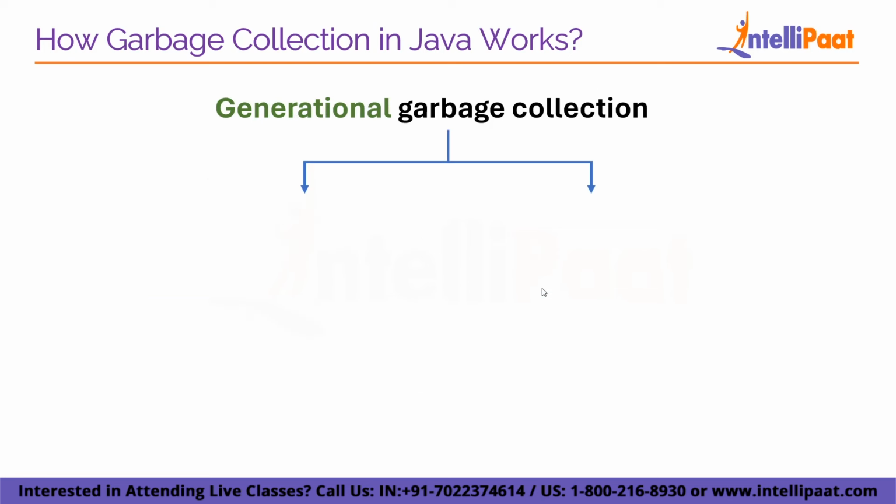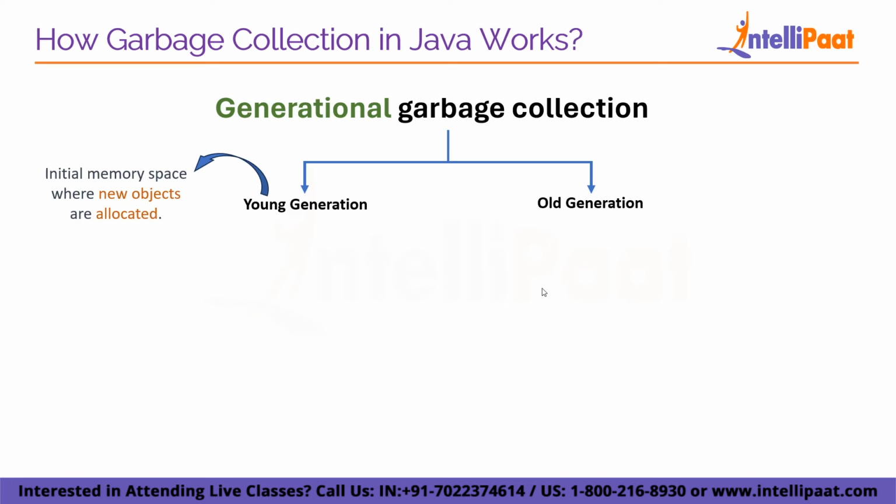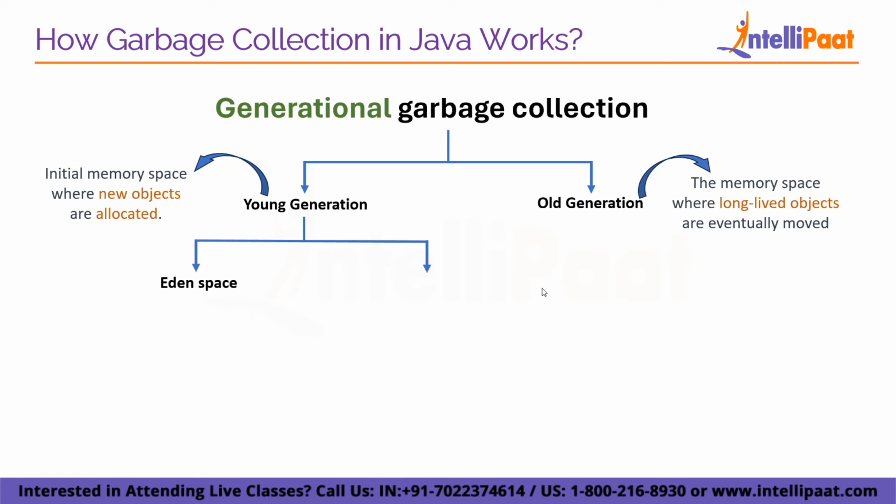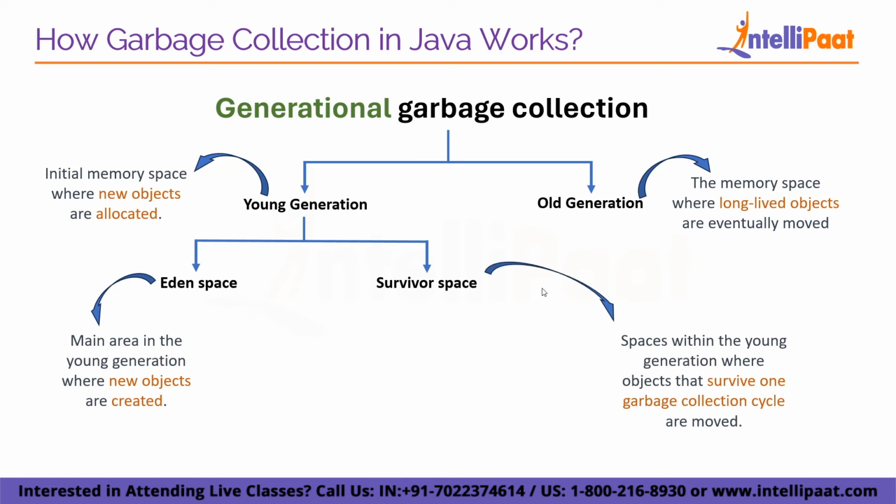So simply we divide it into 2 parts, young generation and old generation. The young generation is the memory space where new objects are allocated. The old generation is the memory space where long-lived objects are eventually moved. After that, we can divide the young generation into 2 parts, that is eden space and the survivor space. Eden space is the main area in the young generation where the objects are created. Survivor space is the space within the young generation where the objects that survive one garbage collection cycle are moved. After that, the survivor space is divided into 2 parts, that is from space and to space.